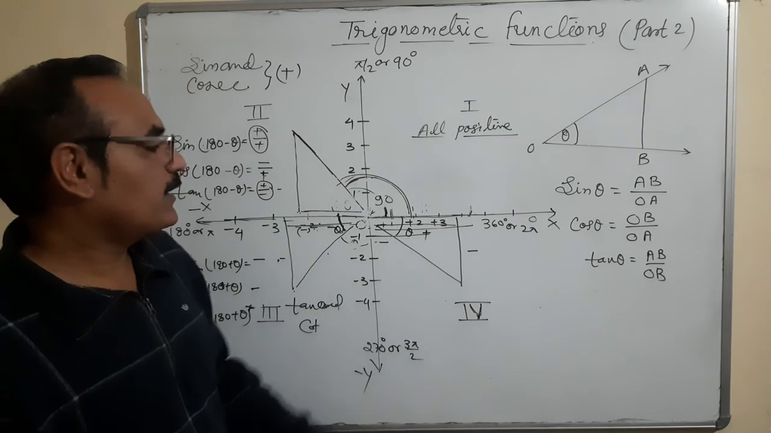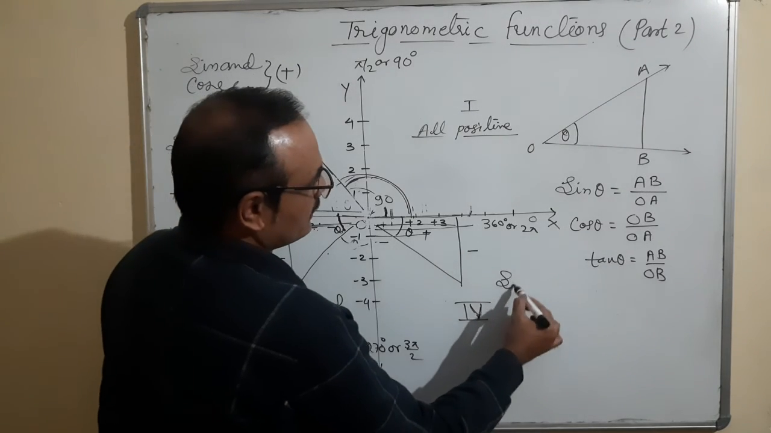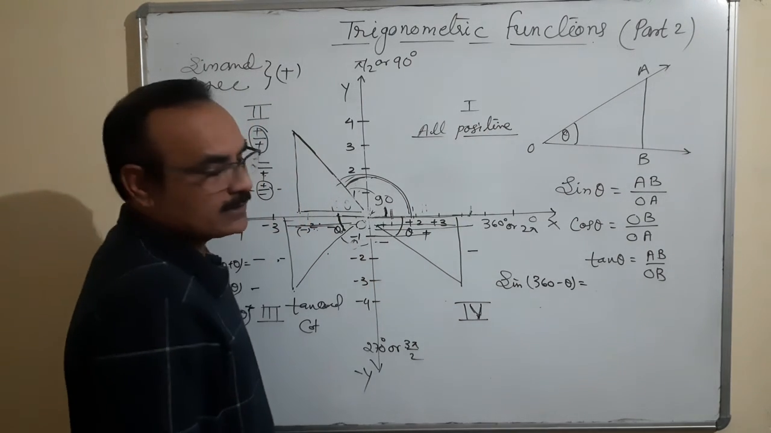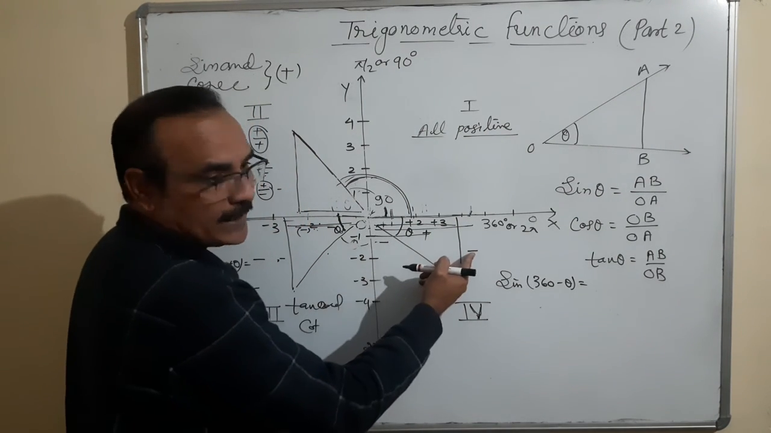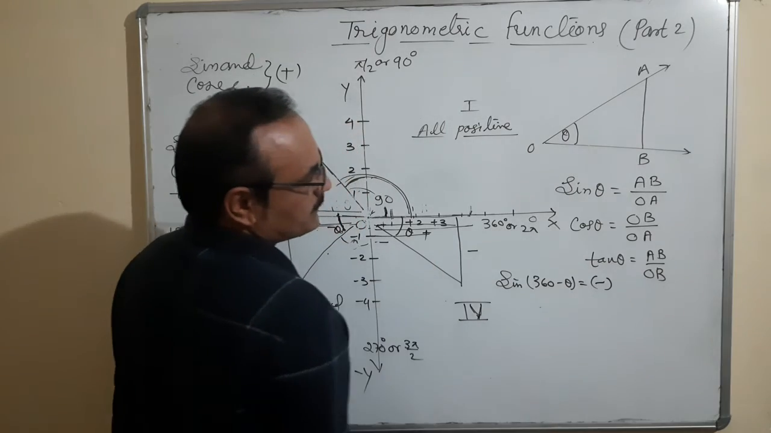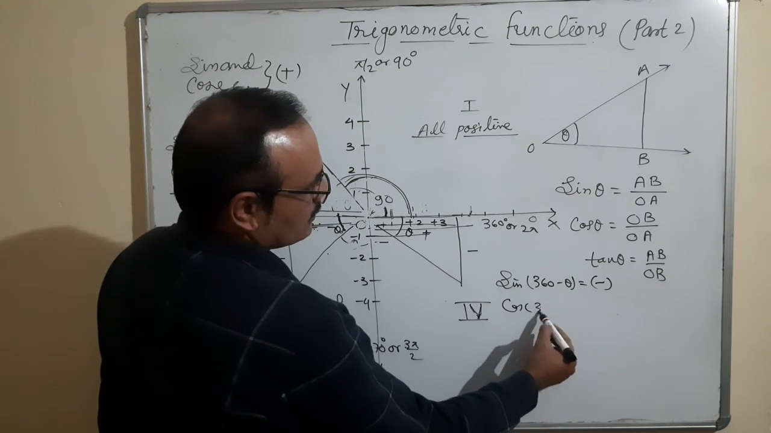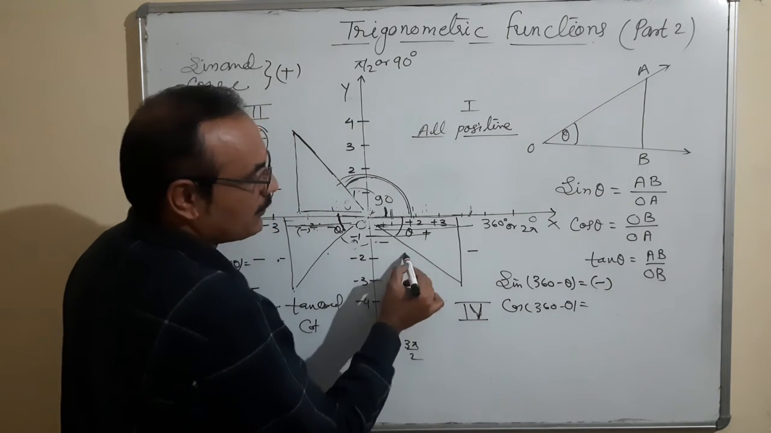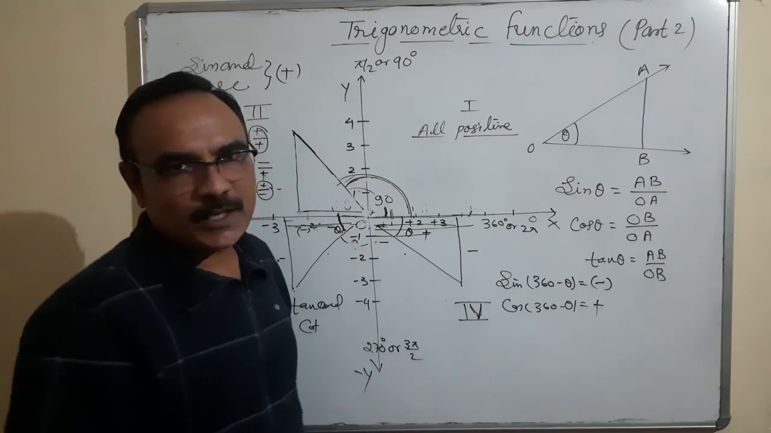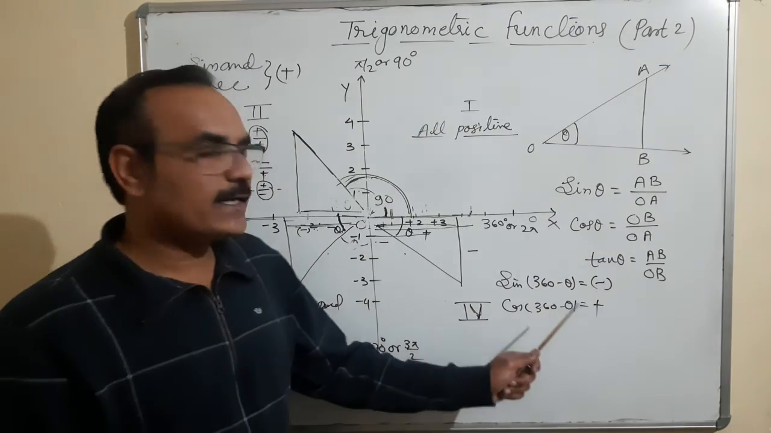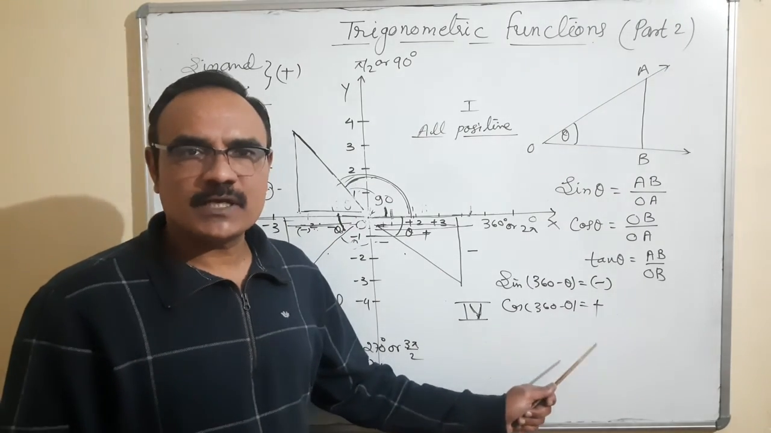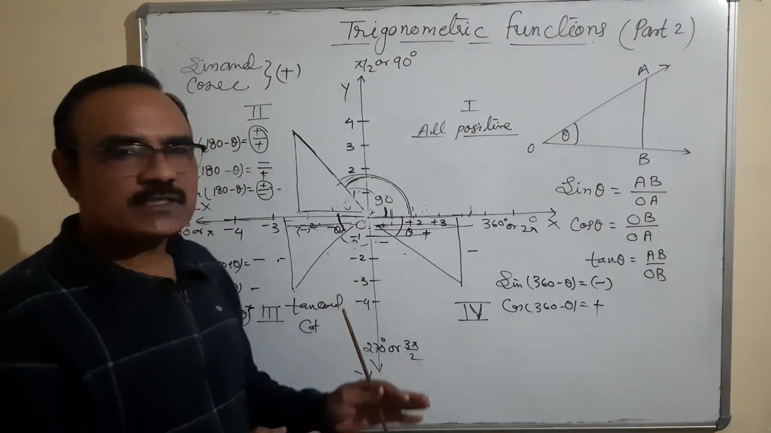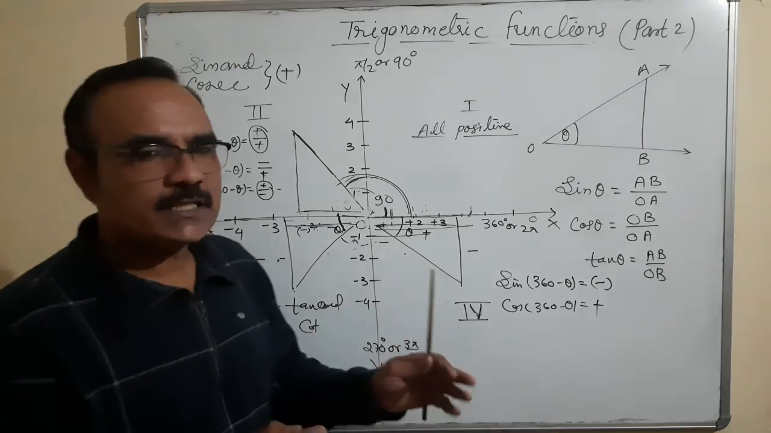So now let us see, if I put here sine 360 minus theta. Sine is perpendicular upon hypotenuse, with one negative sign, so it is minus. Cos 360 minus theta: cos is base upon hypotenuse, positive, so it is plus. So in the fourth quadrant, cos and sec both are positive and the other four trigonometric ratios are negative. Okay, so this is the entire story.